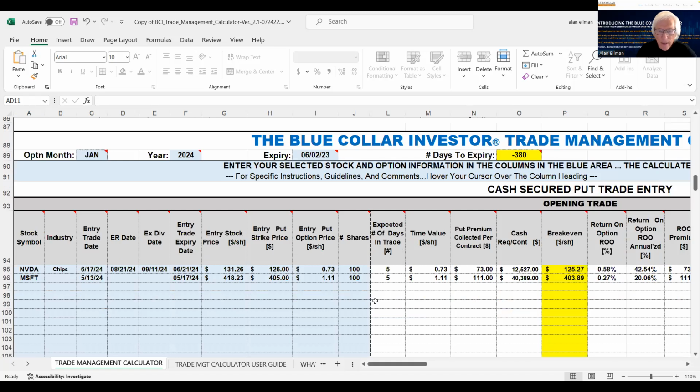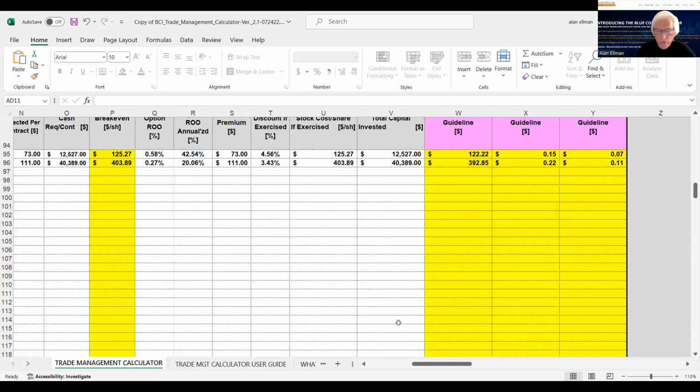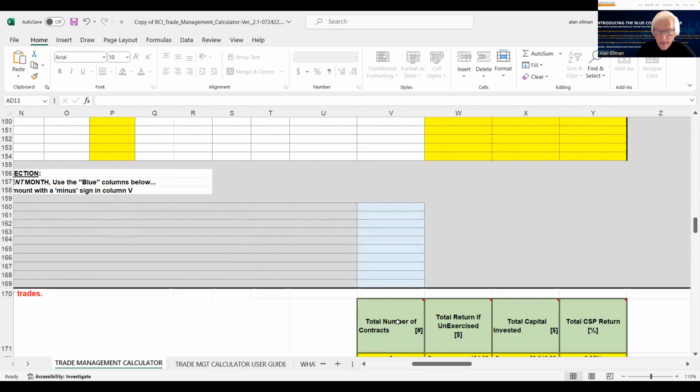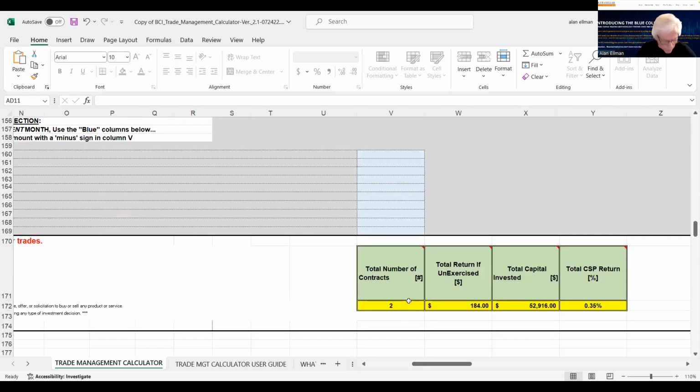And then once again, at the bottom, we have the same thing for cash secured puts, the same sections, the same opportunity to get both returns for your initial returns and then your returns for the entire portfolio you see over here.